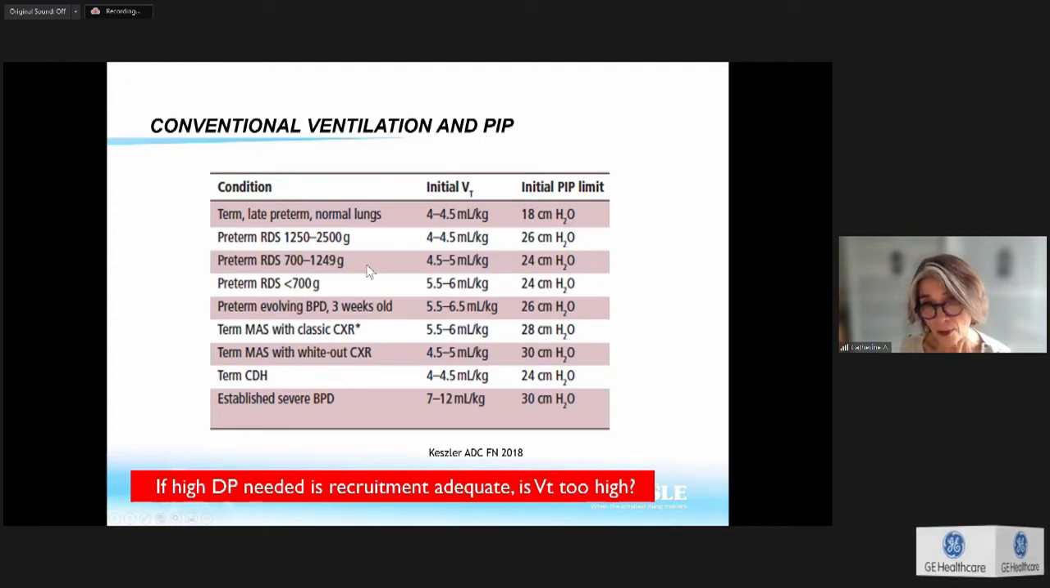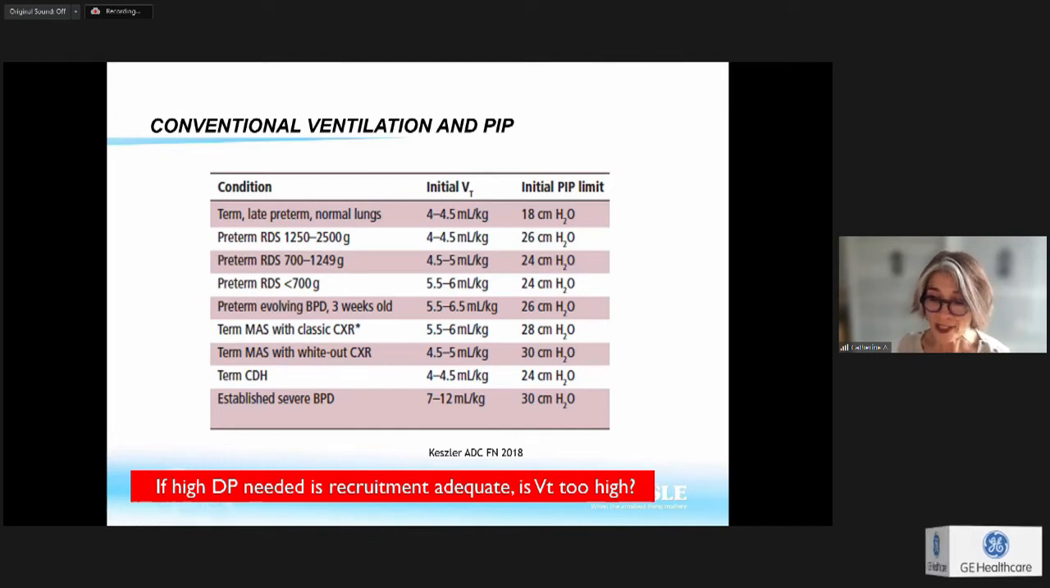When the patients become bigger and older, they have more developed lungs as well, and the dead space of the flow sensor is less important for those patients. That's why here, for your RDS patient, we will go to 4 to 4.5 milliliters per kg. Now, if I have a term baby with a congenital diaphragmatic hernia, the reason I use 4 to 4.5 is just because I have a hypoplastic lung.